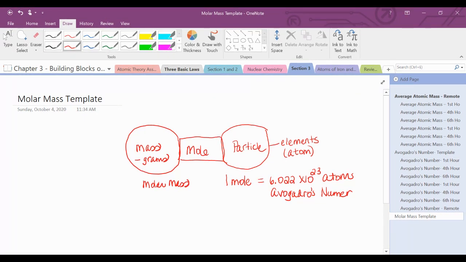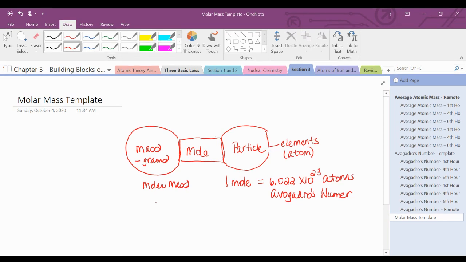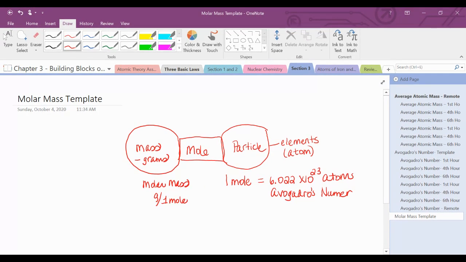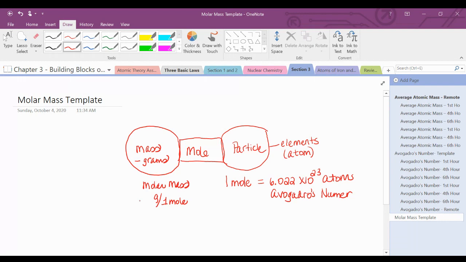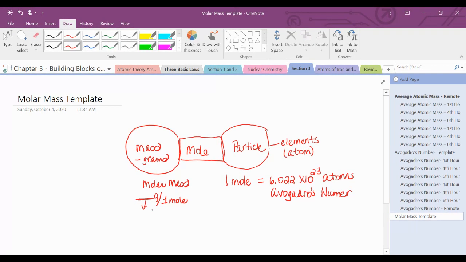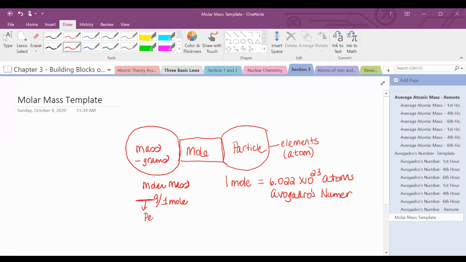So I'm going to tie in our activity from yesterday. So yesterday when you did your activity, you found how many grams there were in a mole. And this is the molar mass. And what we should have recognized is that the grams that you calculated in your table, this number comes from the periodic table.